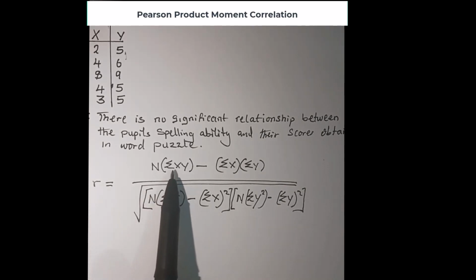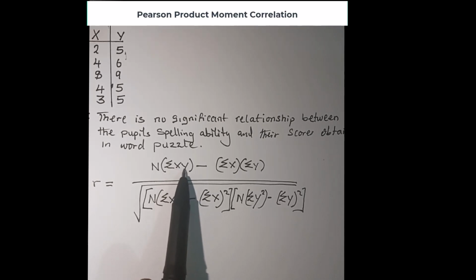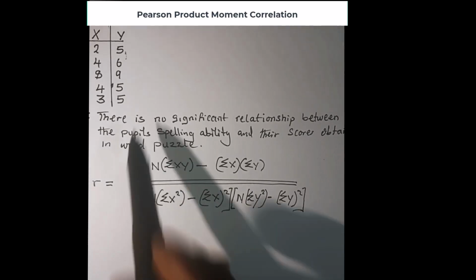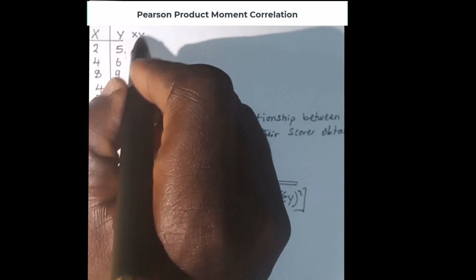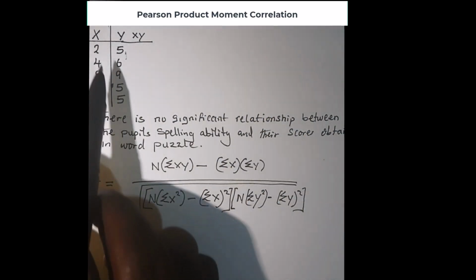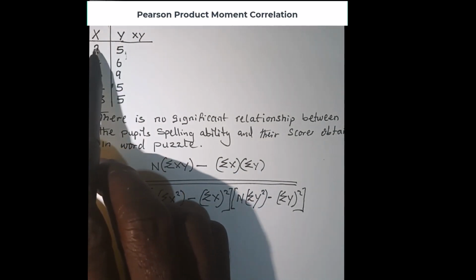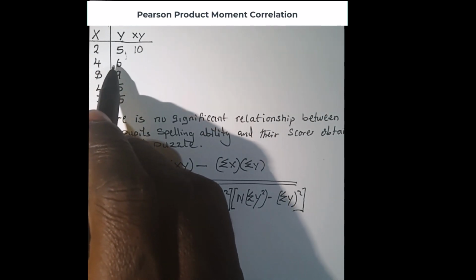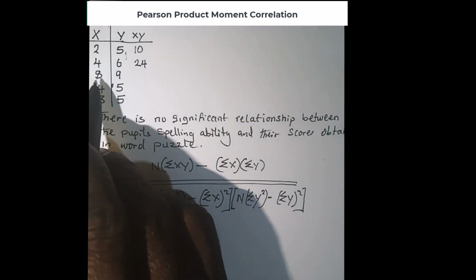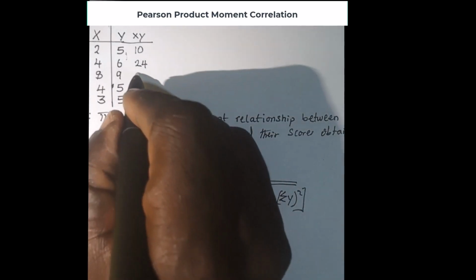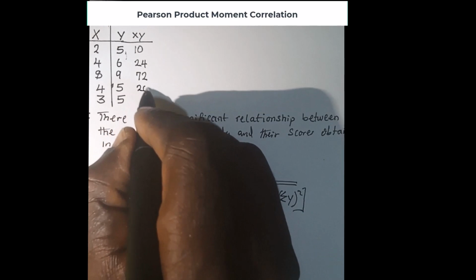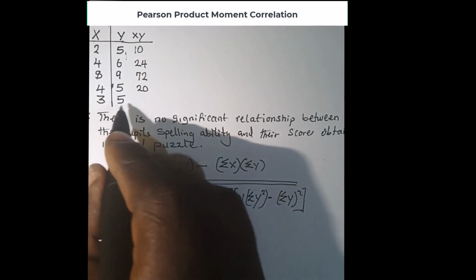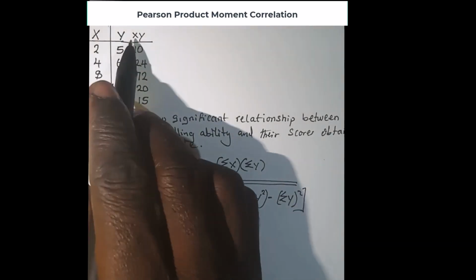So from here we can see that we need to get our x and y, that is, multiply one of the variables with the other, and we also need the square of each of the variables. So the first thing we need to do is to get our xy, meaning that we multiply x and y. Multiplying 2 by 5 gives 10, 4 by 6 gives 24, 8 by 9 gives 72, 4 by 5 gives 20, and 3 by 5 gives 15.